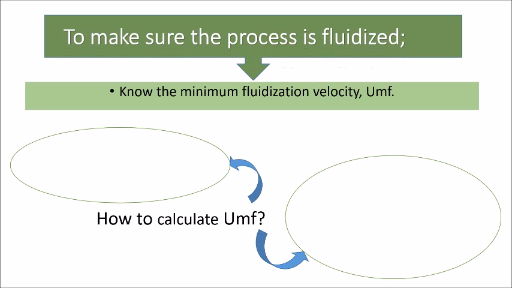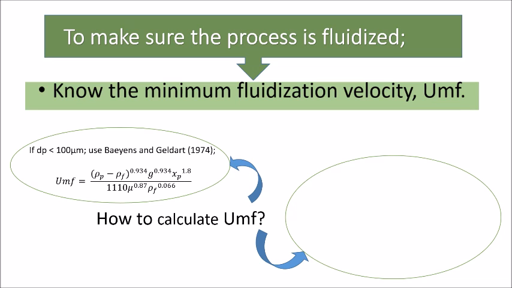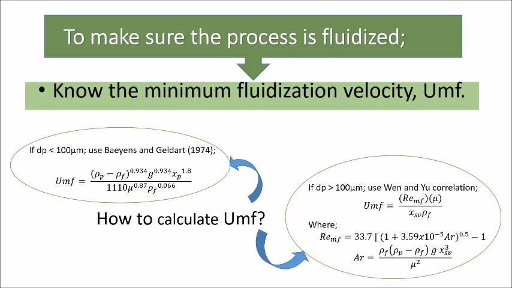To make sure the process is fluidized, know the minimum fluidization velocity (UMF). How to calculate UMF? First, if dB is less than 100 μm, use Baeyens and Geldart correlation. Second, if dB is greater than 100 μm, use Wen and Yu correlation.